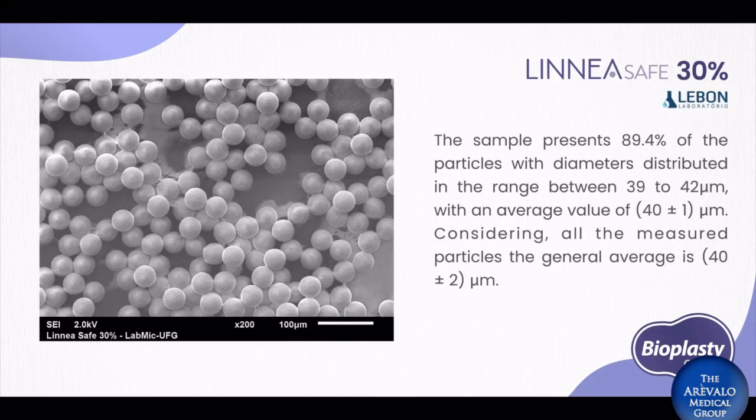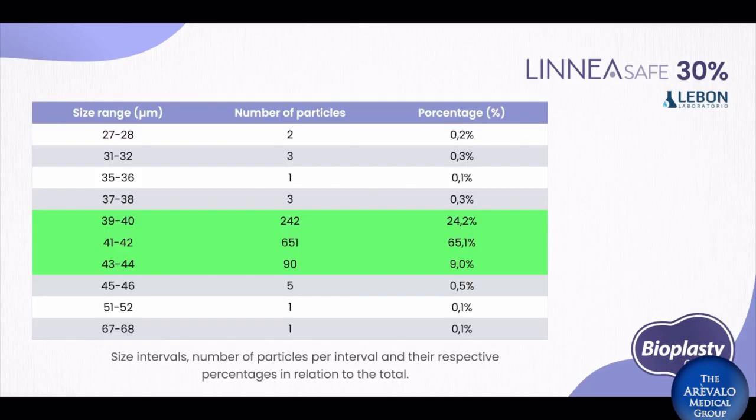For LineaSafe 30% from the Le Bon laboratory, the sample presents 89.4% of the particles with diameters distributed in the range between 39 to 42 micrometers, with an average value of 40 plus or minus 1 micrometers. Considering all measured particles, the general average is 40 plus or minus 2 micrometers.